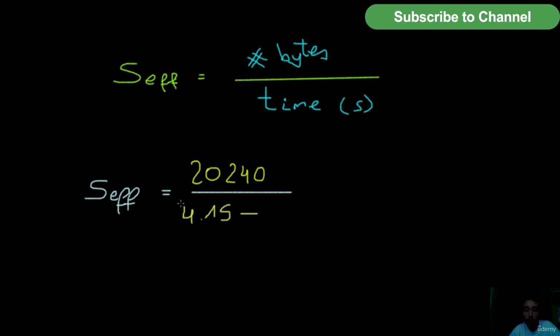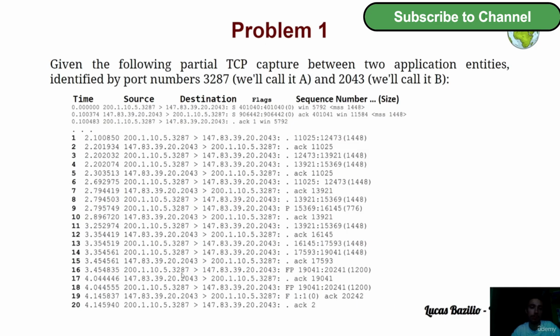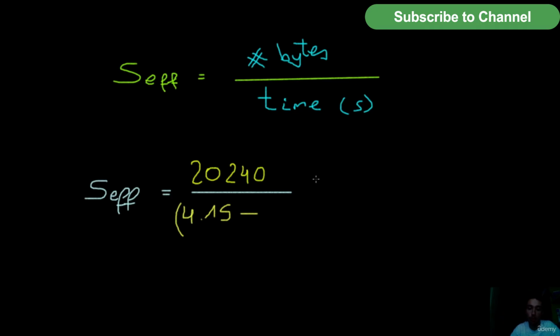However, we need to subtract from this time the time of start of sending the data, just after the acknowledgement of the TCP connection establishment. And this is precisely at this time in here, which is around 0.1 seconds, as we can see. We need to subtract 0.1.